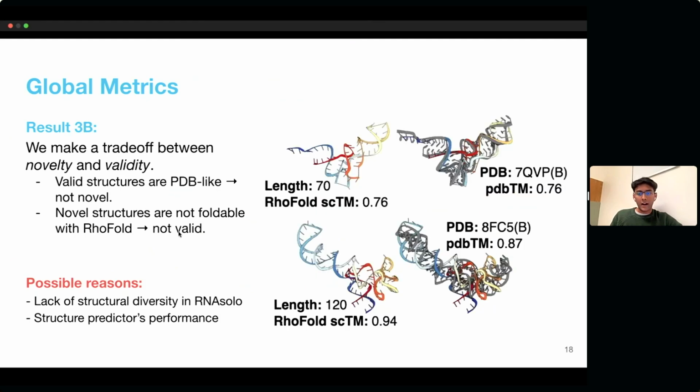So in our current model, we make a trade-off between novelty and validity. We've observed that valid structures, simply because of the diversity in RNA solo, look pretty similar to structures from the PDB. They have relatively high PDBTM scores. But on the other hand, the novel structures, the ones that our model is able to uniquely generate, the GRENADE and RhoFold pipeline isn't able to retrieve properly, which might be an issue given the current state of tools for RNA design.